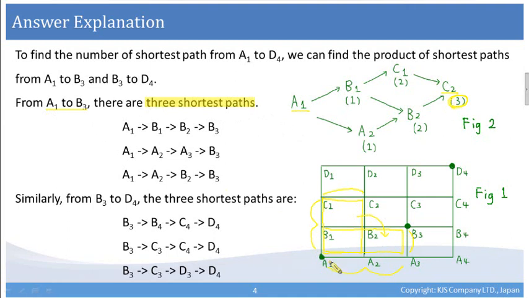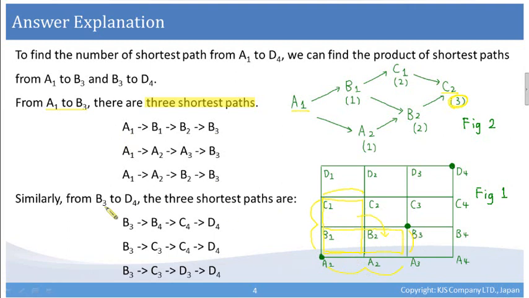So we're seeing A1 to B3, and these are the three shortest paths. A1, B1, and via B2 and B3. And A1, A2, and then A3 to B3. And A1, A2, and then B2 to B3.